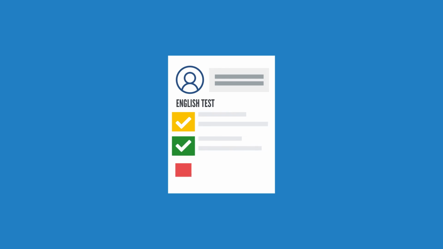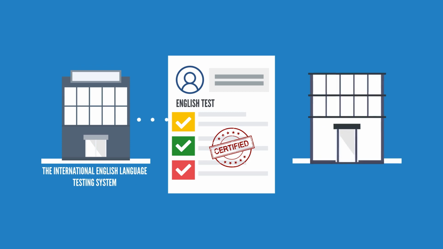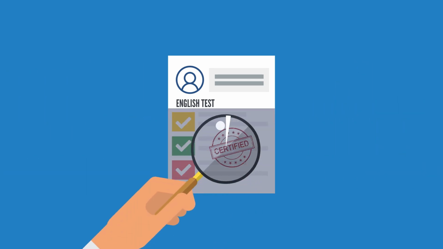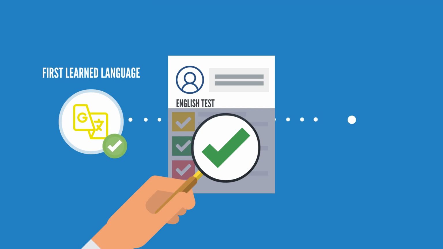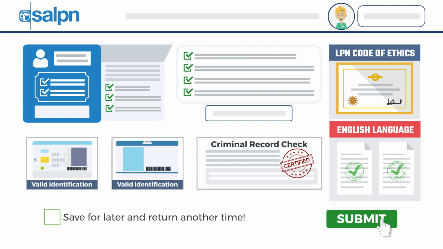The CLPN bylaws require applicants to meet the English language proficiency requirements set by the Council and apply to applicants whose first learned language is not English. Accepted language tests are the International English Language Testing System or the Canadian English Language Benchmark Assessment for nurses. Remember, the CLPN's English language proficiency requirement is based on an applicant's first learned language and is not about a country's official language.